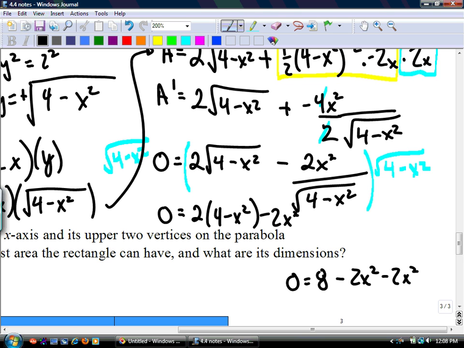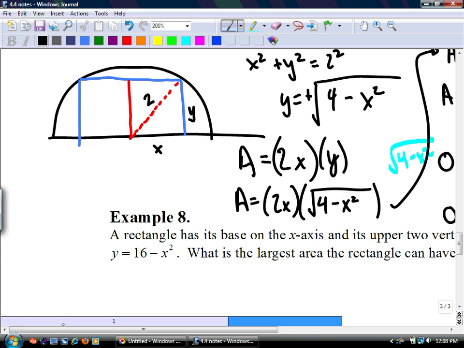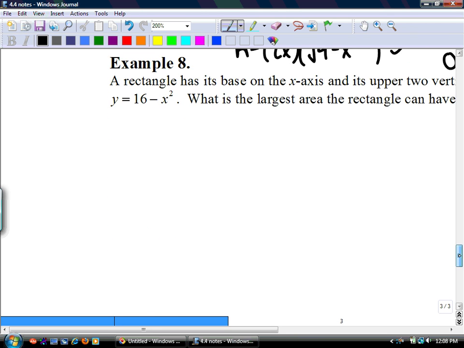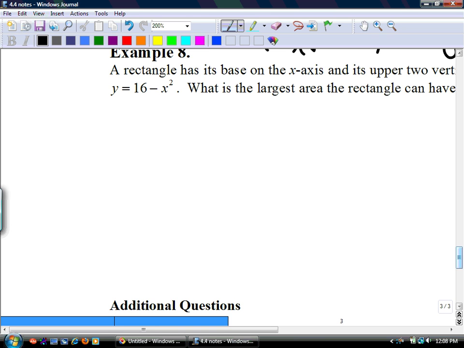Okay, last one. Do I ask more than one on a test? No. Is this a written question? Yes. And then I'll tell you the area. And you take the second derivative, and lo and behold, it's a max. You know, like a rectangle has its base on its x-axis.